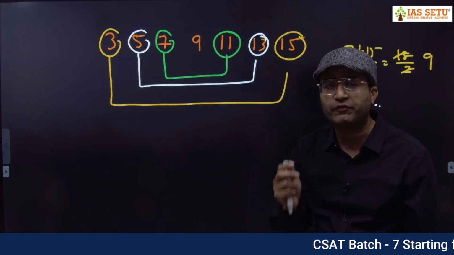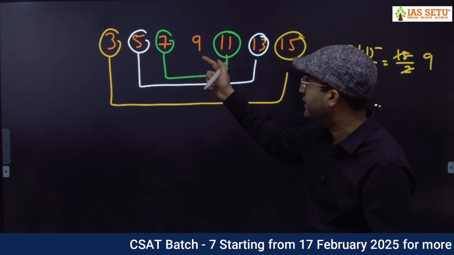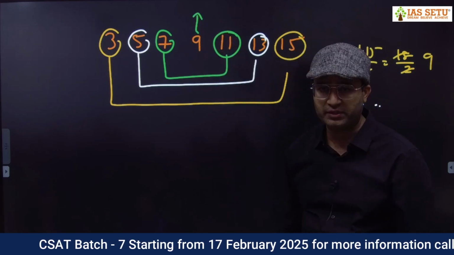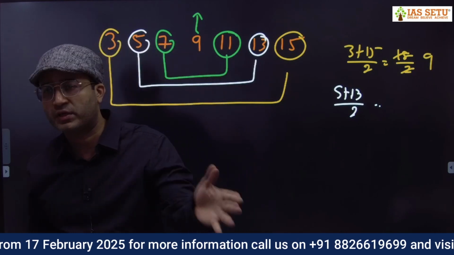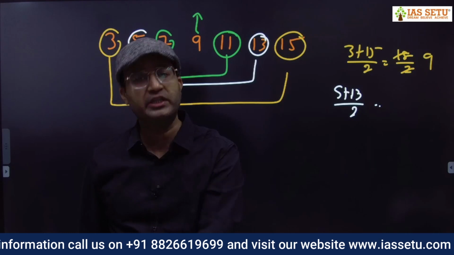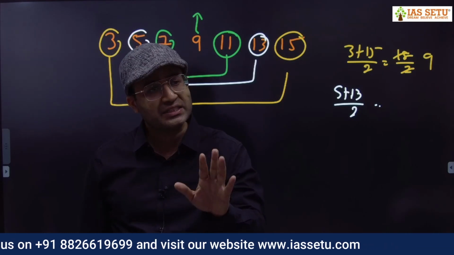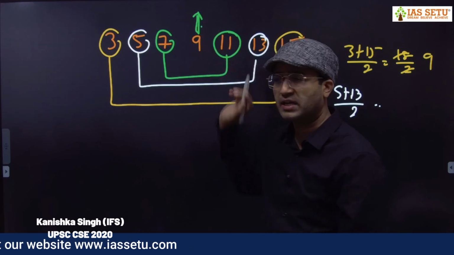So here, since we don't have a corresponding pair, the middle term itself is the average. So this is the concept. If in your given AP the number of terms is odd, the middle term itself is the average. जो middle term है वो खुद ही average है. That itself is sufficient to tell you the average. So this average is 9.